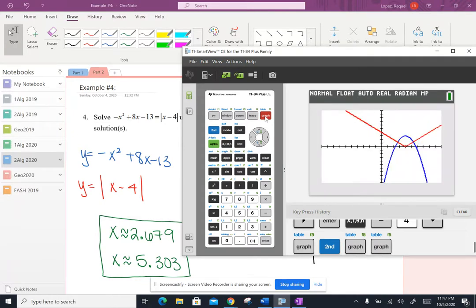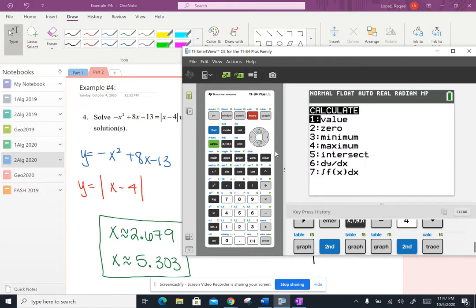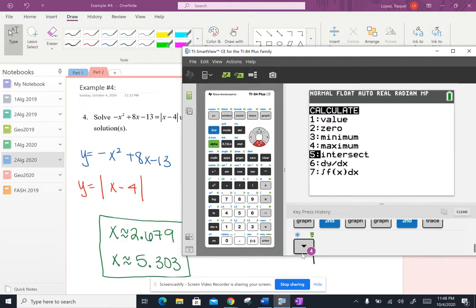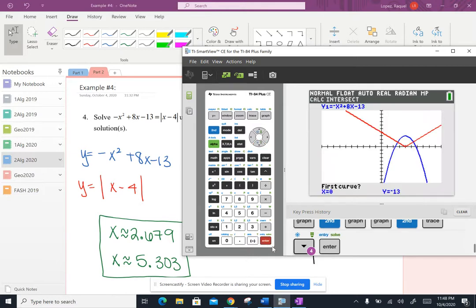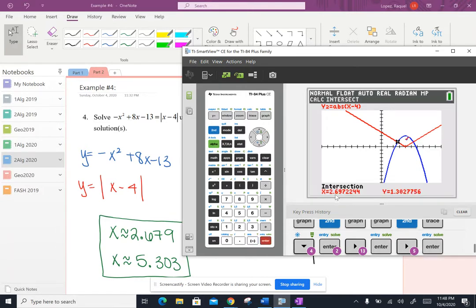Okay, so to get our intersection, we're going to go ahead and click second and then trace, because that'll get me to this calc menu. And then I'm going to scroll down and click on intersect and hit enter. That first curve is on our blue graph, so I'm going to hit enter. And then the next curve is going to be on our absolute value graph, so I'm going to hit enter again. And then I'm going to put that third cursor right on top of where it looks like they intersect and hit enter. So that first intersection point is right here at 2.679, and that's exactly what we wrote right here.